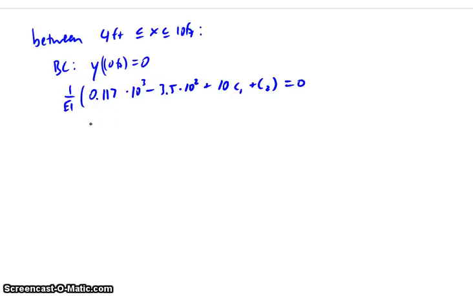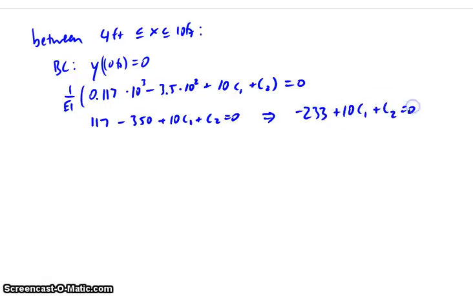We can multiply that through and we get 117 minus 350 plus 10C1 plus C2 equals 0. And therefore we can get about as far as this: negative 233 plus 10C1 plus C2 is 0, and that's all. So there are no more boundary conditions and we don't have any continuity conditions.